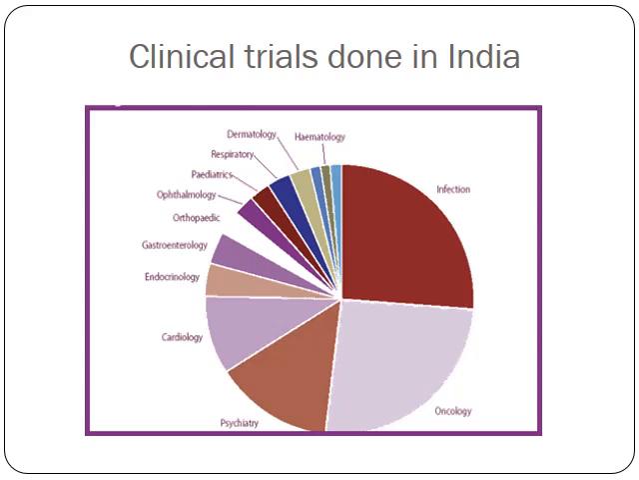Now coming to a slide on the different areas in which clinical trials are done. Clinical trials are done in different areas and branches like psychiatry, cardiology, endocrinology, gastroenterology, orthopedics, ophthalmology, pediatrics, respiratory medicine, dermatology, hematology, infectious diseases, and oncology.